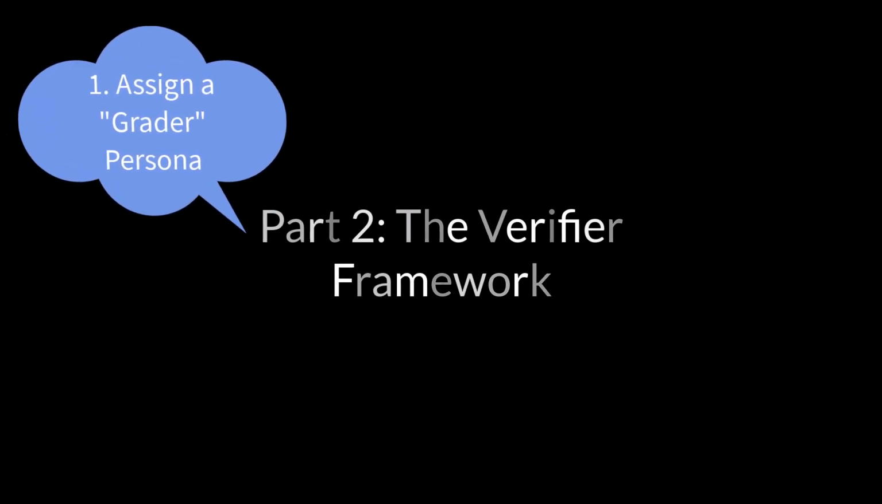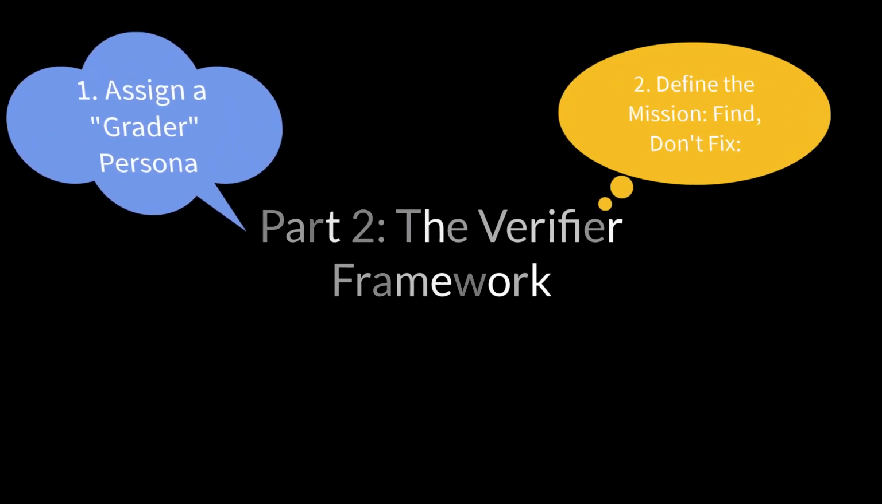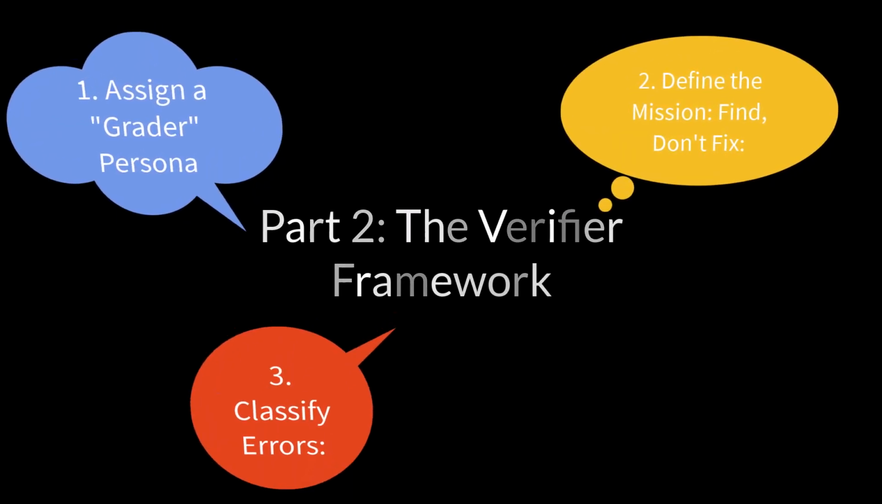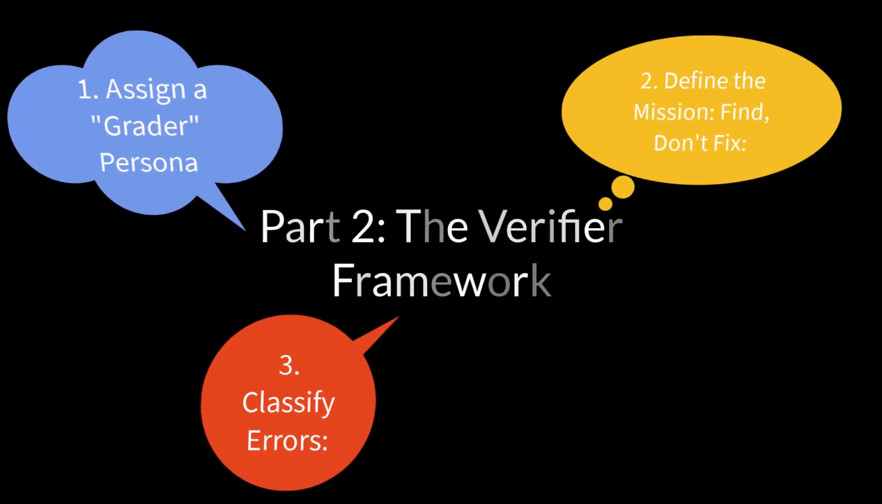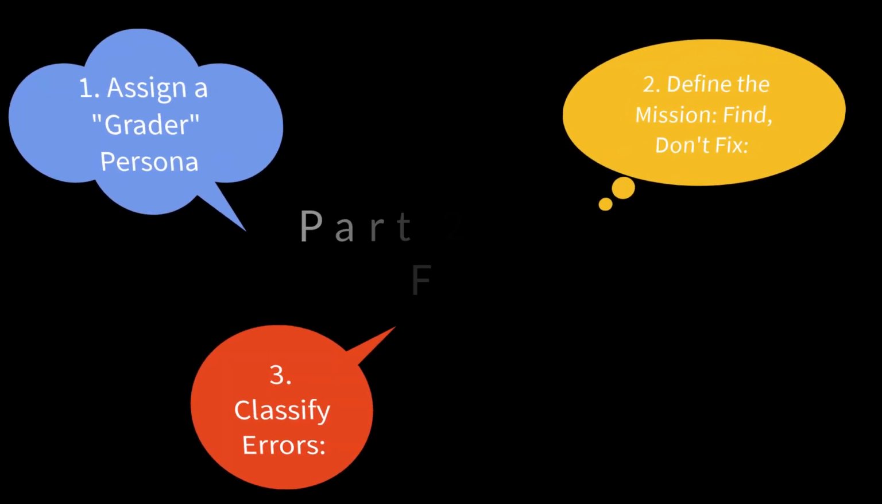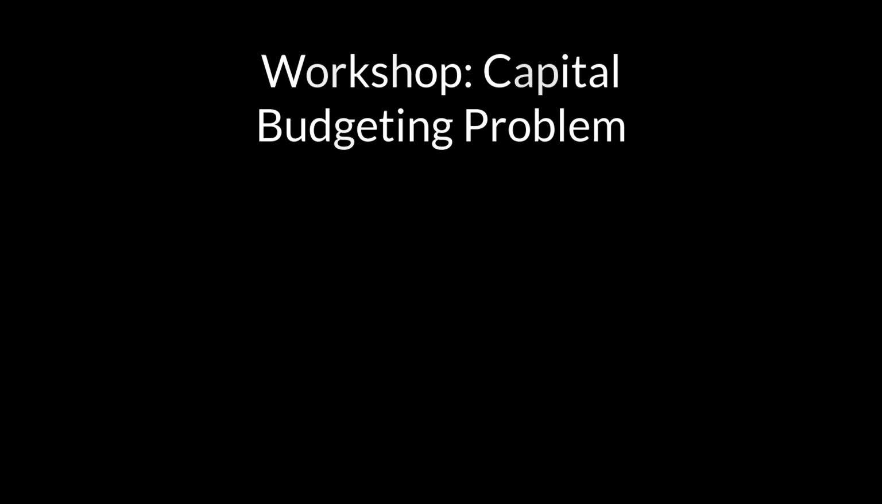Now, for our second tool, the Verifier framework. This is what you use to check your own work or the AI's first draft. The logic comes directly from the IMO paper's verification prompt, and it's essentially a guide to performing a mini audit. Alright, let's move from theory to practice.